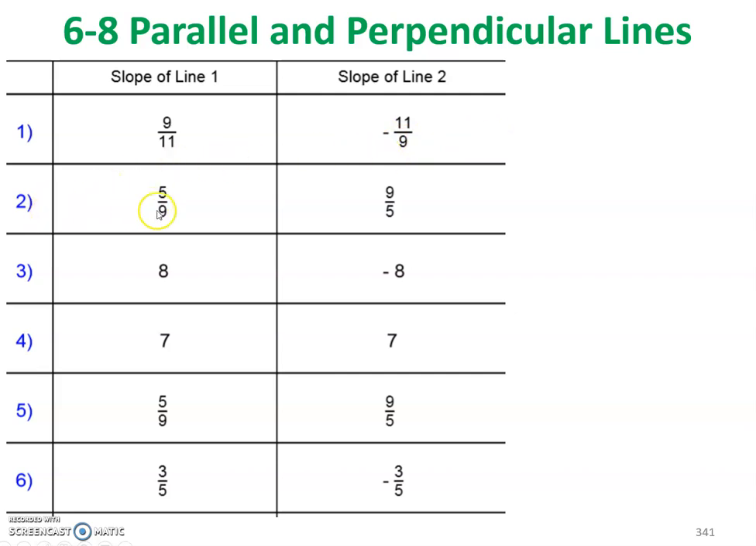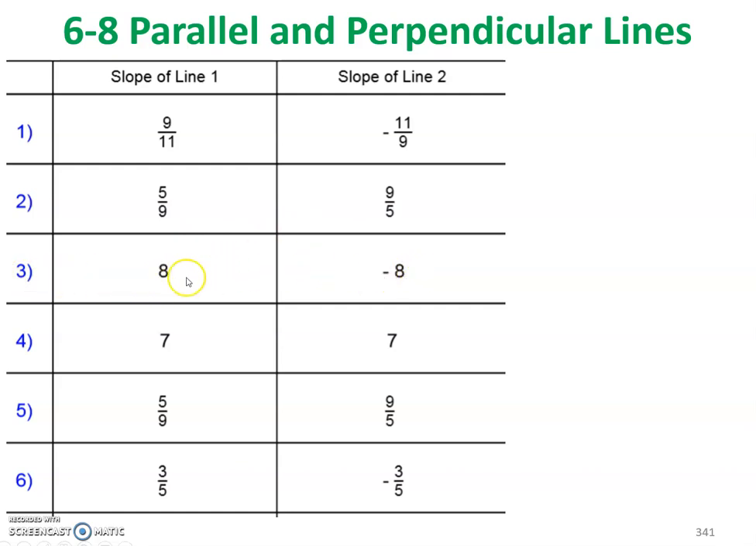Number 2, I have 5/9, and I'm comparing that to 9/5. Unfortunately, these are reciprocals, but they're not opposite reciprocals. My sign stayed the same. So one of these would have to be negative, and one would have to be positive for this to be perpendicular. So my answer for this one, you guys, is neither. It's neither parallel nor perpendicular.